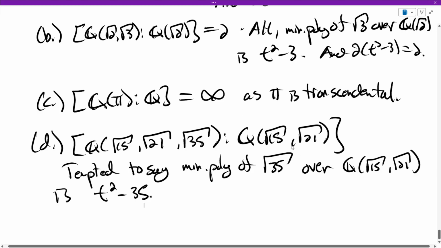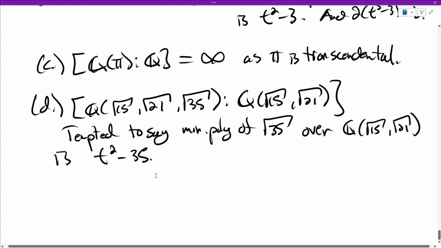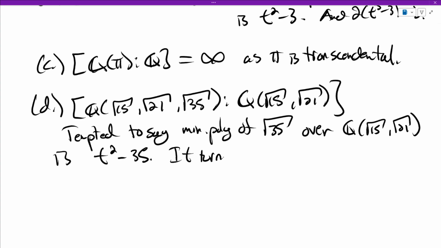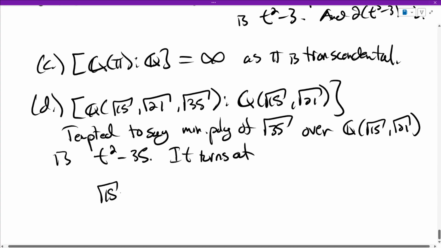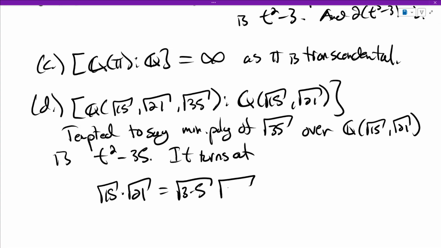What I'm trying to get at here is it's very important to actually check that these sort of tempting claims are actually true. Right? It's one thing to say it's true, it's another thing to do the math. So it turns out that root 15 times root 21, I can't do that in my head, but I know root 15 is root 3 times 5. And I know root 21 is root 3 times 7. So there's 2 root 3s, so that's 3 root 35. 3 root 5 times root 7 is 3 times root 35.